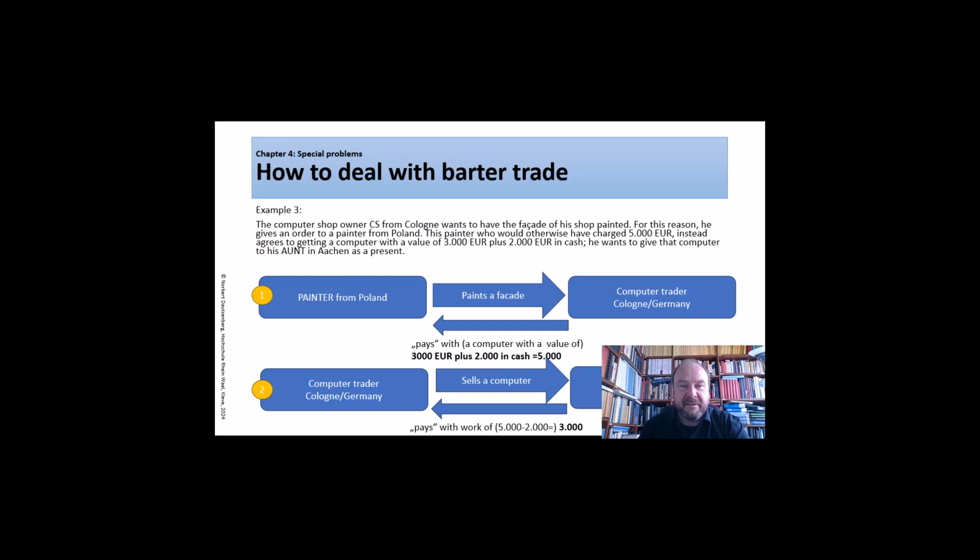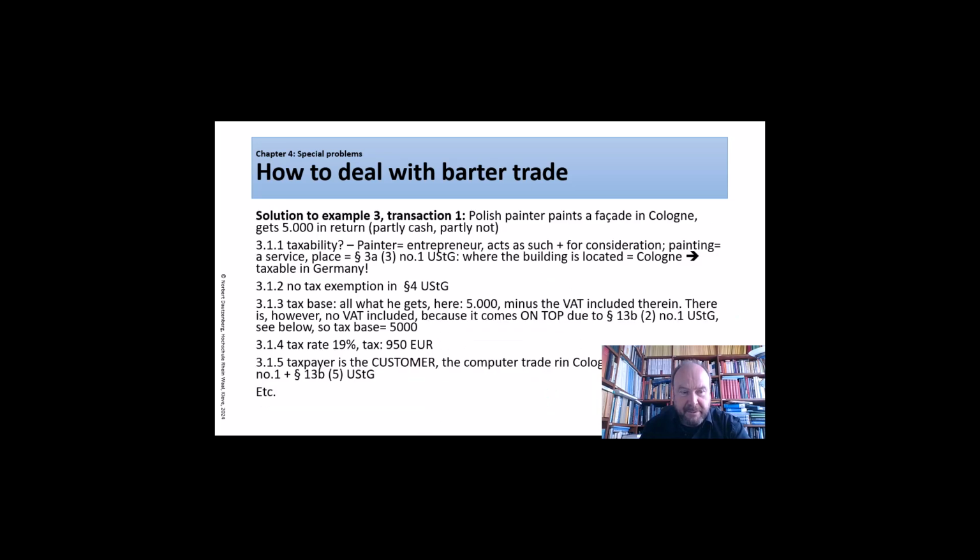Now you have again two absolutely separated cases. You can analyze the first according to the testing scheme. You can analyze the second. Everything's fine. Let's do it quickly. The Polish painter paints a facade. That's a service. The place of the service is according to the German rules where the building is located. That's Cologne. That is taxable.